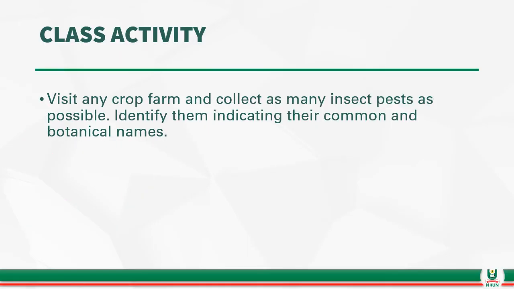So therefore, this leads us to our first class activity, which is that you visit any crop farm and collect as many insect pests as possible. You identify them and indicate their common and botanical names.